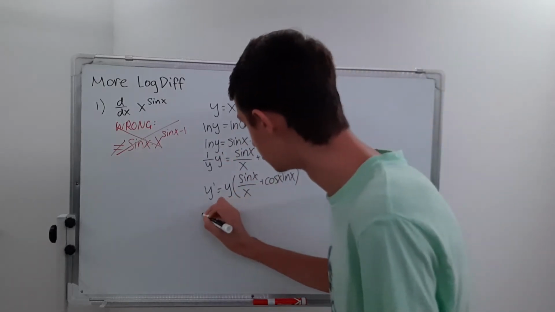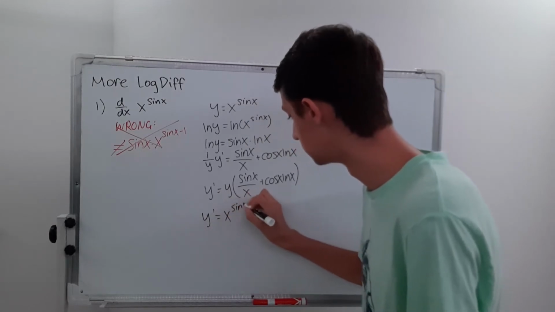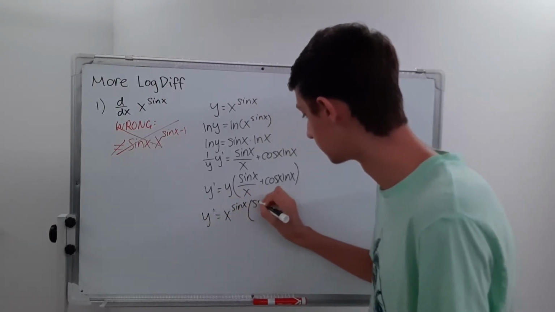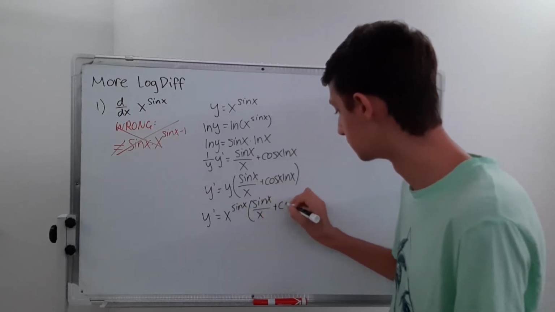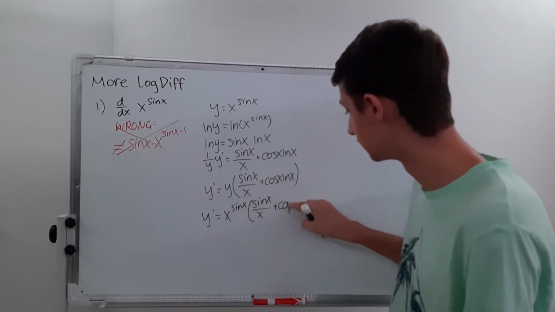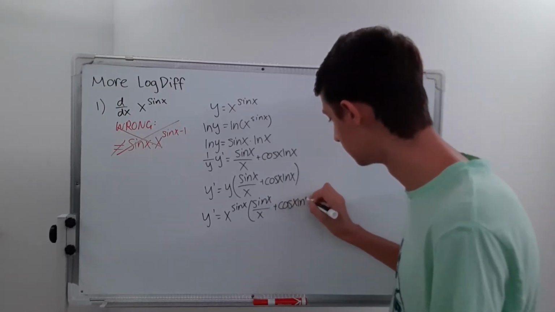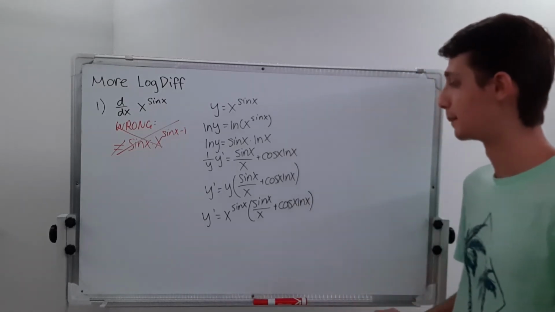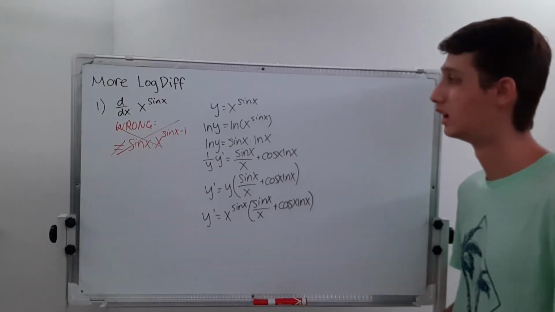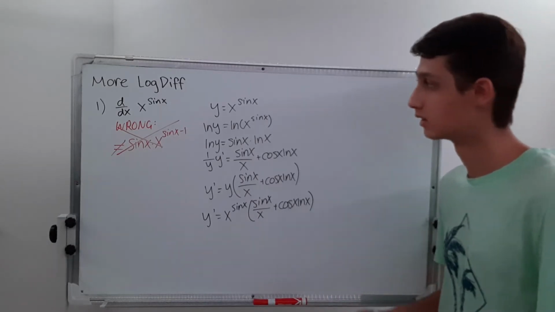So y prime equals x to the sine x, and then multiplied by everything on the inside. And you don't actually typically have to distribute with these kinds of problems, because it doesn't really make much sense to distribute it. With tetration derivatives, we sometimes did, but it's really not necessary. Okay, well, what's the other method that I was talking about?